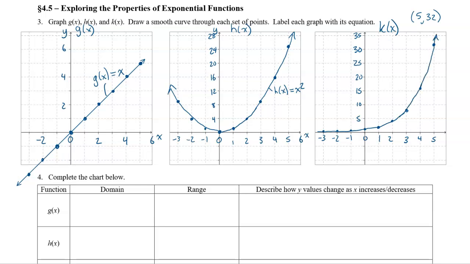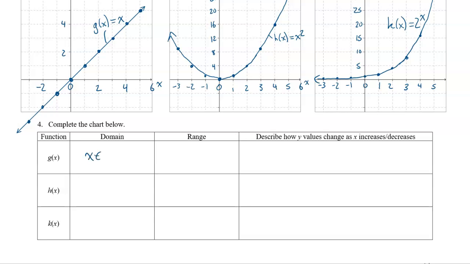So that's exactly what the chart below is asking us. It says, complete the chart below. We want to identify the domain and range for each of these functions, and then describe how the y values change as x increases or decreases. So for the linear case, x is a set of all real numbers, y is a set of all real numbers. We know it continues to go up to the right and down to the left. So as x increases, y increases. And as x decreases, y is also going to decrease.